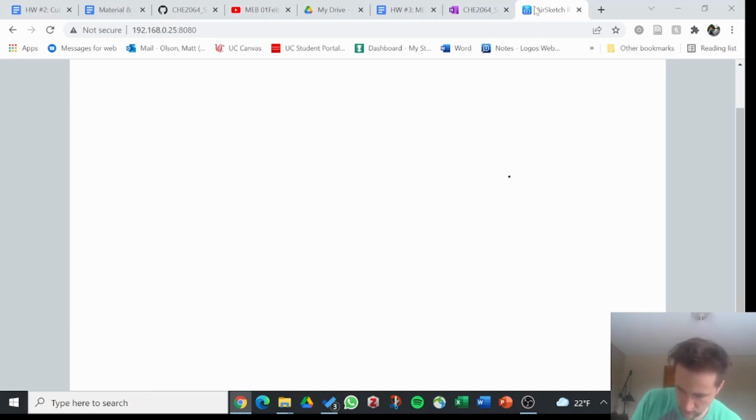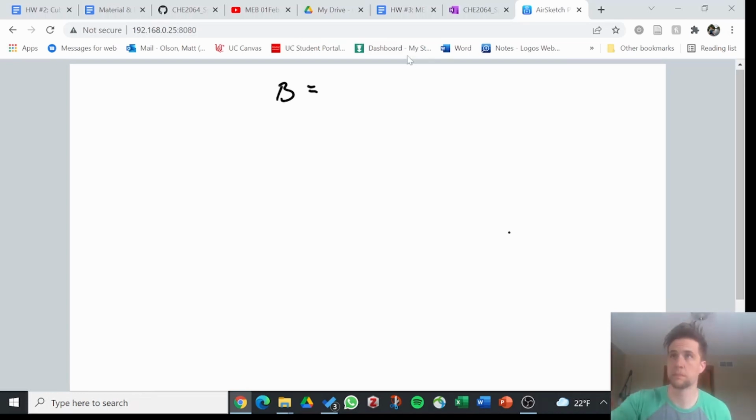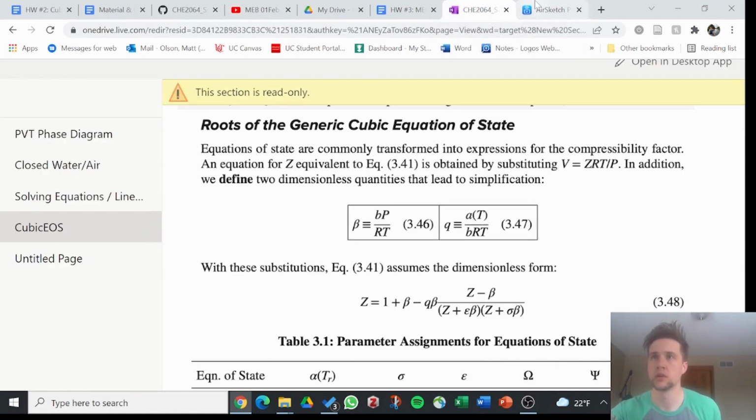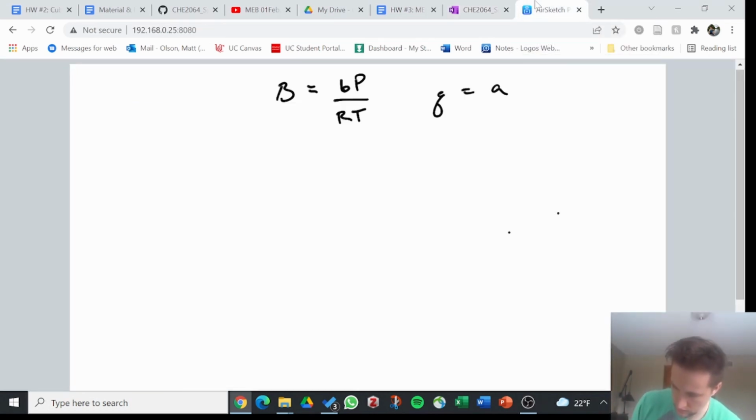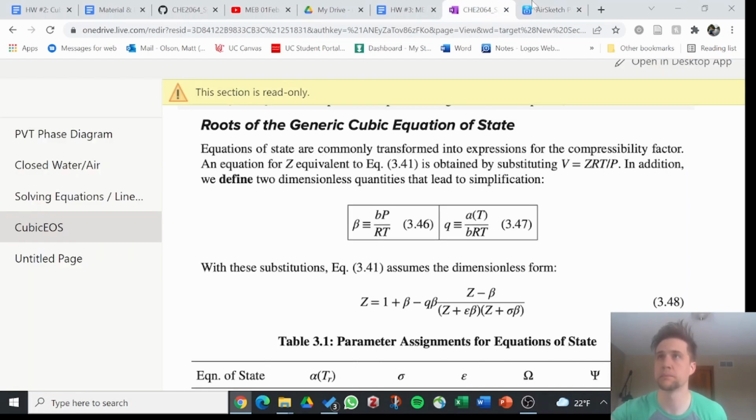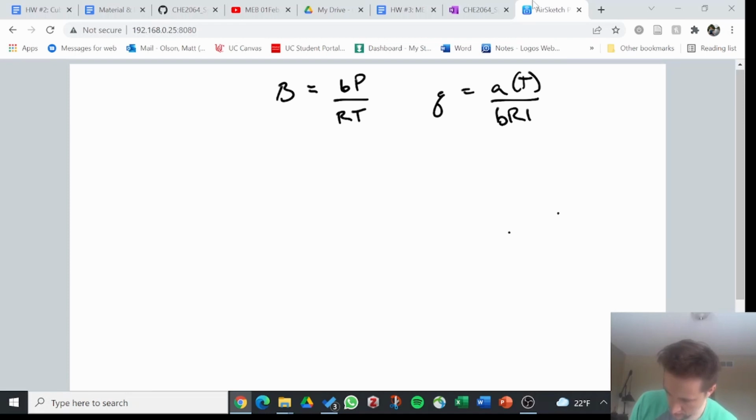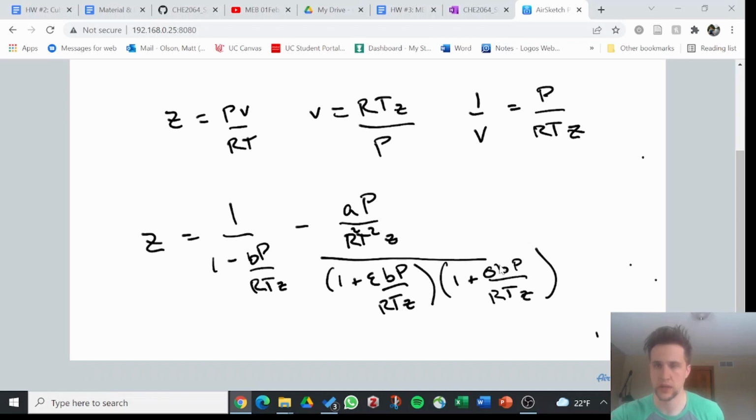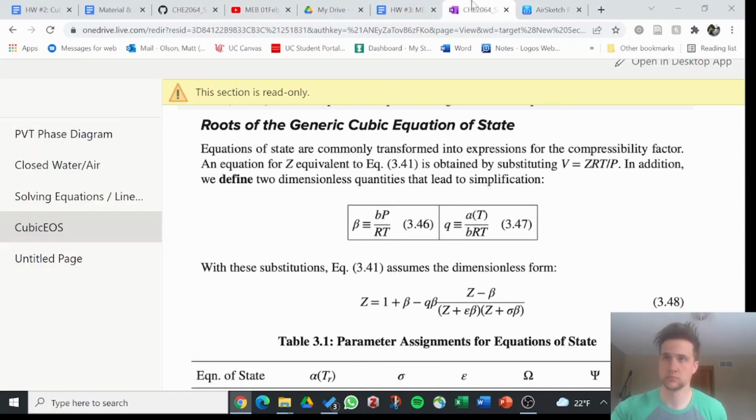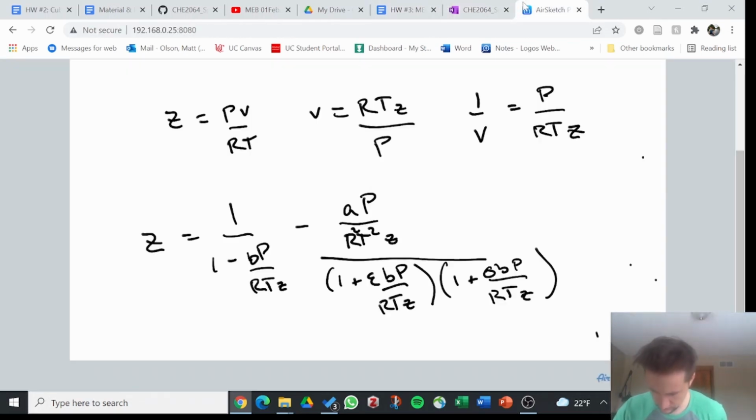Beta equals BP over RT, and then Q equals A with respect to T over B R T. So now here is where we're going to be bringing in our beta and our Q values. So go ahead and do that now.